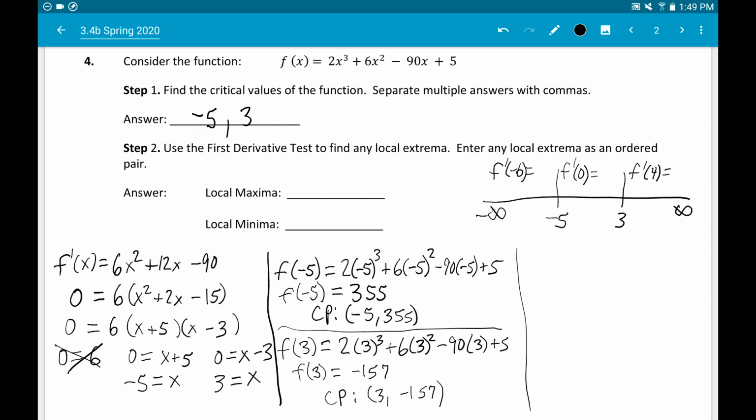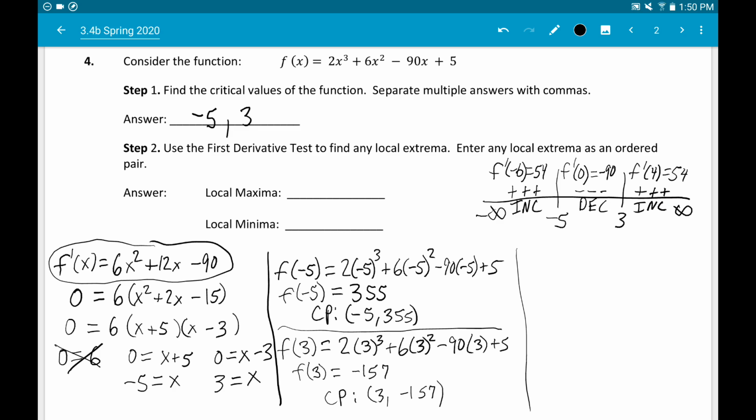Alright, let's see what those come out to when we plug into the derivative. Okay. If we plug in negative 6, we'd get 54. So we'd have positive there, so this is increasing. If we plug in 0, we're going to get negative 90. So this is negative, so this is decreasing. And lastly, if we pick 4, we're going to get 54. So this one's positive, so increasing.